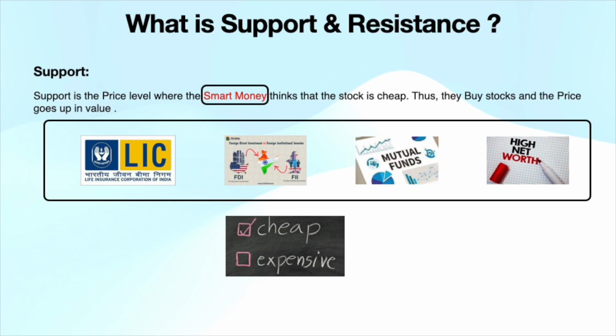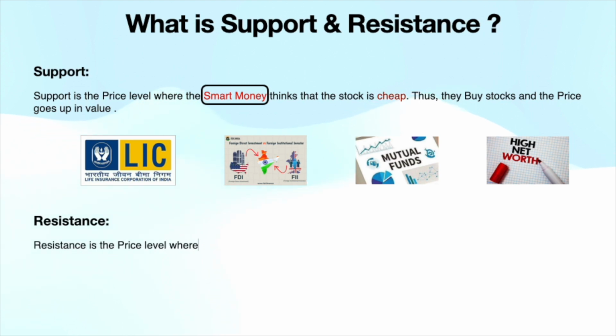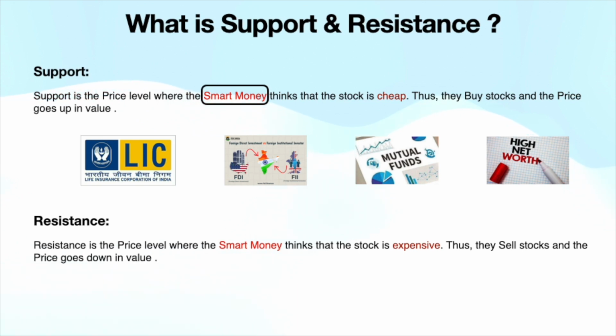Then what is resistance? Resistance is the price level where the smart money thinks the stock is expensive. Thus, they sell the stock and the price goes down in value. Traders, when the smart people think the price of a stock is overvalued, they will start selling the stock and booking their profits. When smart money starts selling, the supply of the stock will increase and the price of the stock will decrease. So when we join along with the smart people and start selling the stock, we can book very good profit when the market goes down. That is why we need to identify support and resistance levels on a chart.